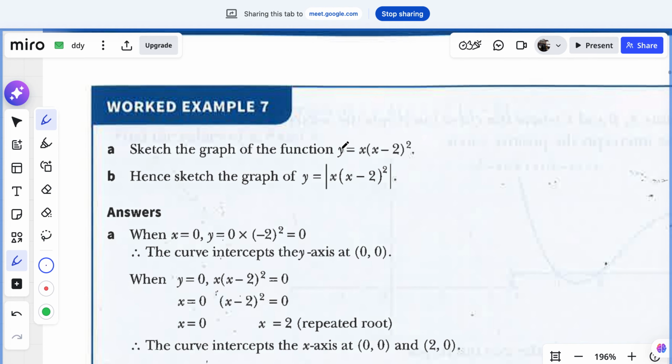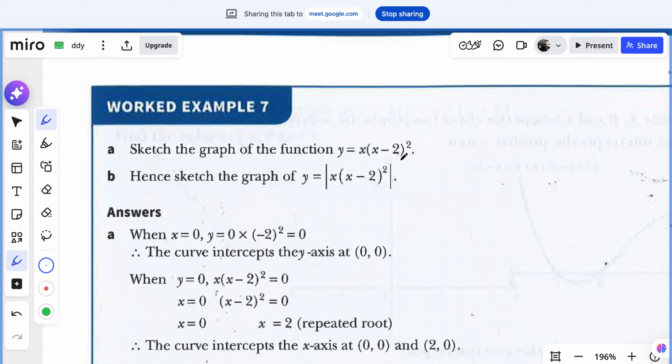Sketch the graph of the function y equal to... Anytime they say sketch, you assume y equal to 0. If y is 0, then you equate this x to 0. And this is a repeated root. x minus 2 equal to 0 if y is 0. You equate only this x to 0. And x minus 2 equal to 0 will mean x equal to 2 twice because it's squared.